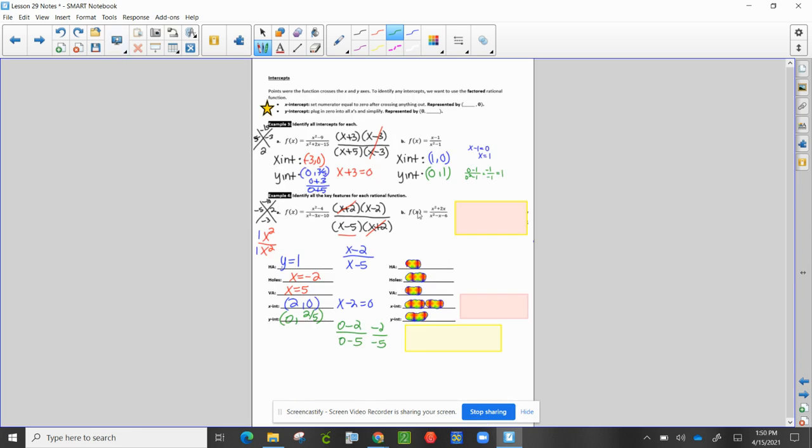I'm going to have you guys try B. You have x squared plus 2x over x squared minus x minus 6. So I'm going to have you start first by factoring. Actually, start by finding your horizontal asymptote. If you have x squared over x squared, where's your horizontal asymptote?